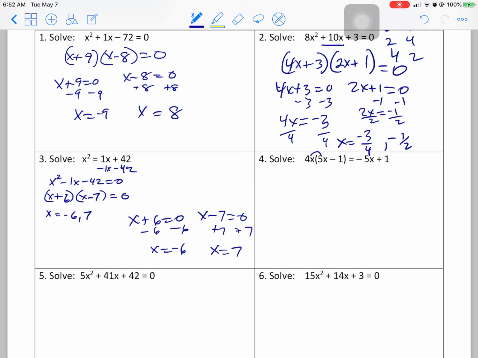So let's do that. See what we have here. That gives you your x squared. So that means this stuff has to be moved to the other side, these terms.